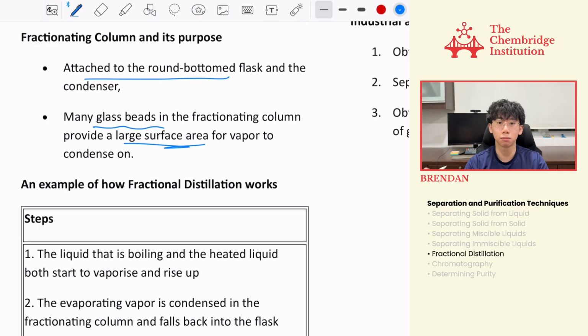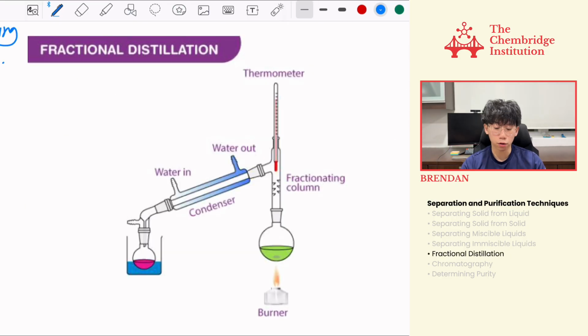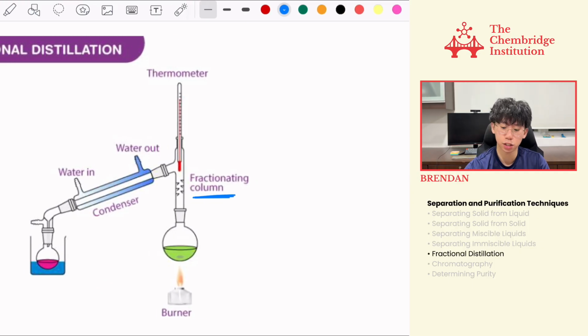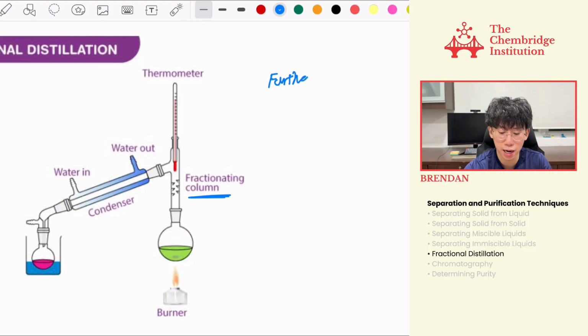and heat up more. If you look at this diagram on the right over here, you really see that the fractionating column is in the middle of the round bottom flask and the condenser, and it's packed with a lot of glass beads, which provide more surface area for your gas to condense on. What this does is help to further purify the liquid collected.